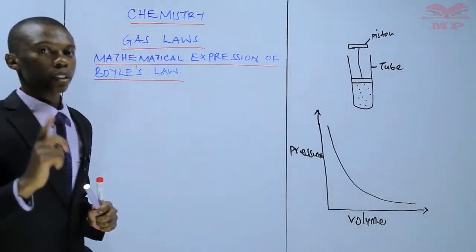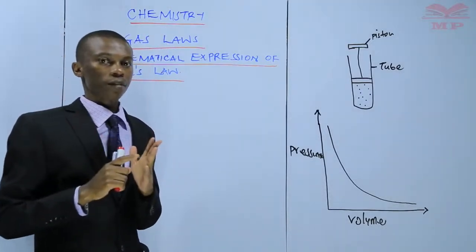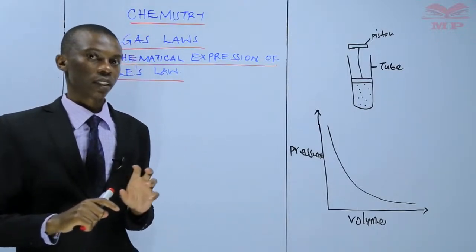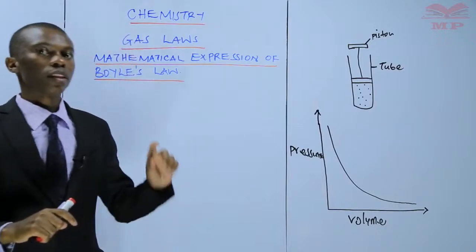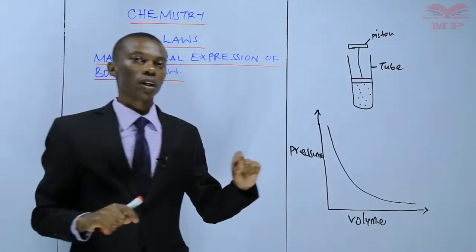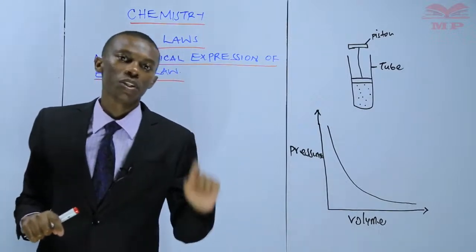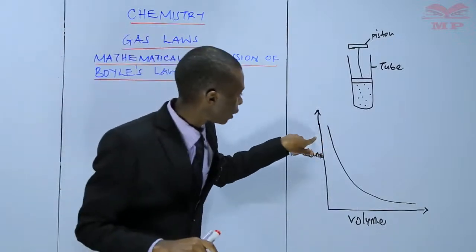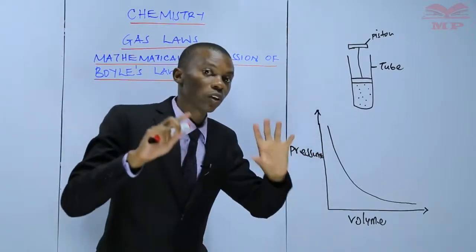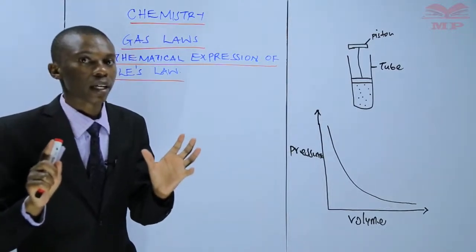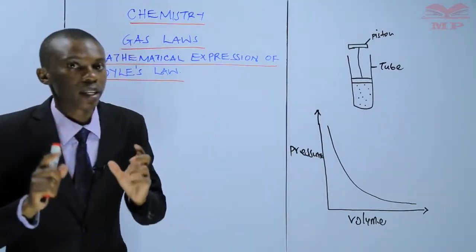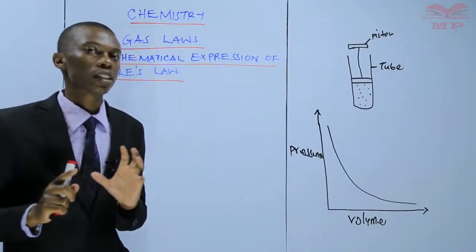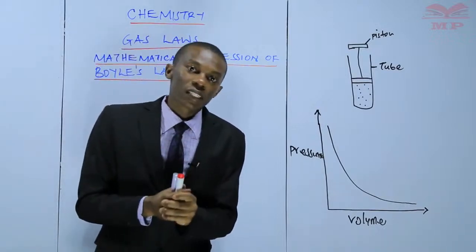One thing I want you to note is that the curve does not touch either the x or the y axis. The reason is that the volume cannot be zero and the pressure cannot be zero. That's why the curve is not touching the y-axis and the x-axis. If you have a volume, then there is pressure involved in that volume. So basically that is what we discussed in the previous lesson.